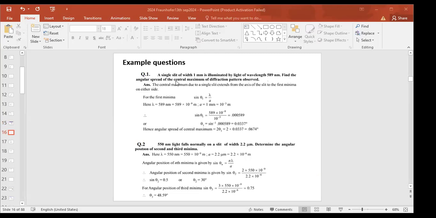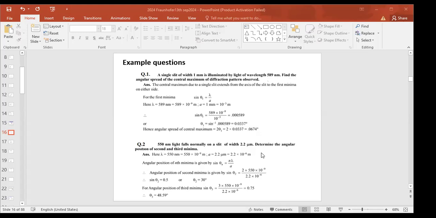The first question: what is the central maximum? Here you see 2 theta, so that is the angular spread of the central maximum. Likewise, you will have questions like this, using this equation. You don't have to derive this equation; you just take the equation, put in the values, and calculate it.